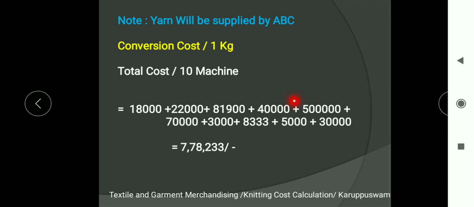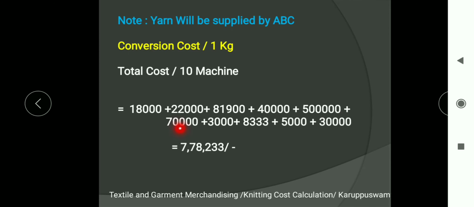And then 40,000, this is your admin expense like your internet bills, sweeper salary, gatekeeper salaries, etc. And then this is 5 lakh, this is for your electricity bill. You'll be having 10 machines. When you are running your 10 machines 24 hours in a day and 26 days in a month, then this is the approximate electricity bill to run your business.